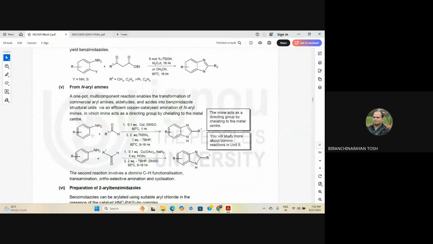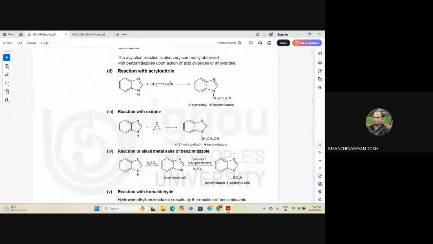From N-arylamine, a one-pot multi-component reaction enables the transformation of commercial arylamines, aldehydes, and azides into the benzimidazole structural unit via efficient copper-catalyzed amination of N-aryl imines. So this is a step. Then preparation of 2-aryl benzimidazole.